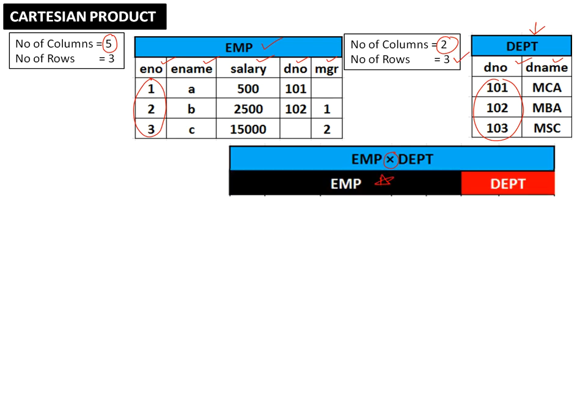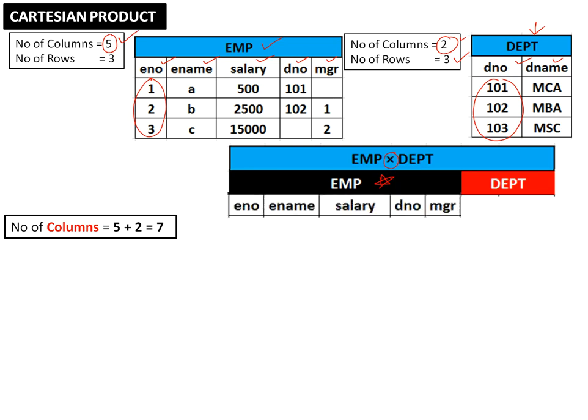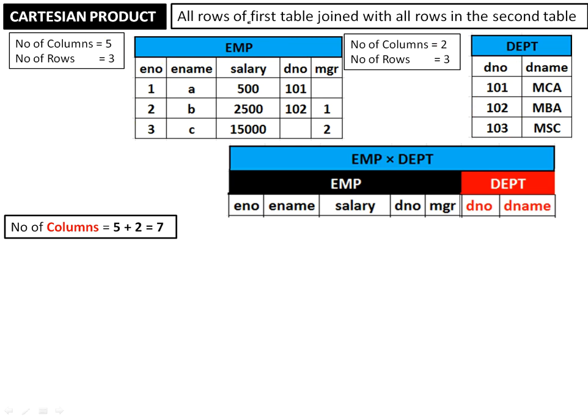So employee will be denoted with black and department denoted with red. So number of columns will be added, guys. It is 5 plus 2, 7 columns. Black denotes employee table, red denotes department. Actually, it's not a table, it's a Cartesian product. And what is Cartesian product? Simple. All rows of first table will join with all rows of second table.